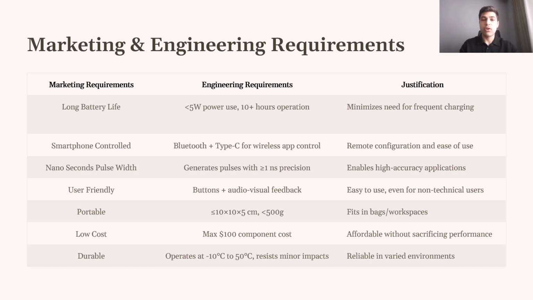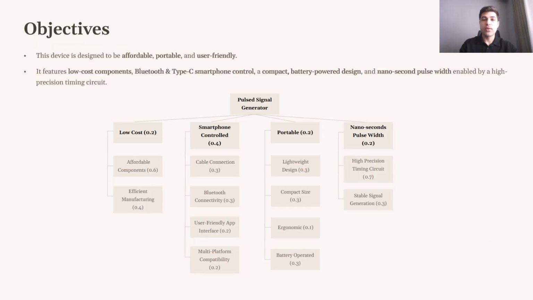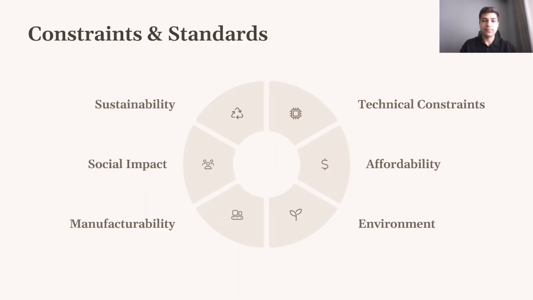And these are our key marketing and engineering requirements. For example, long battery life translates to using less than 5 watts of power and operating over 10 hours. Smartphone control is achieved through Bluetooth and Type-C. Each marketing requirement was backed by an engineering requirement and a justification. Here you can see our objective tree. We achieved our goals by selecting low-cost parts, enabling Bluetooth and Type-C connectivity, and using a precise timing circuit.